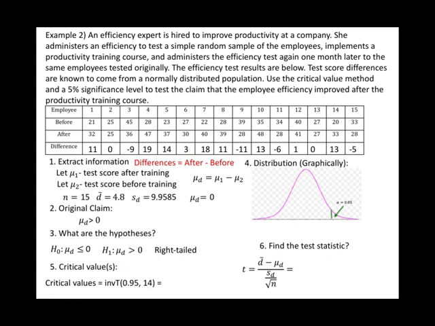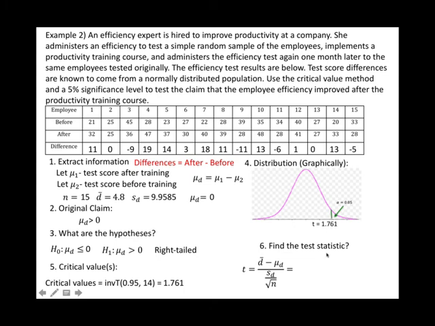If you are using the TI-83 Plus, you need to do the programming. Just click on the program, find the inverse t, enter, and enter. Plug in the area to the left and also the degree of freedom. You should get this number. This is going to be your critical value. So let's write down the critical value here. This is going to be my critical value.